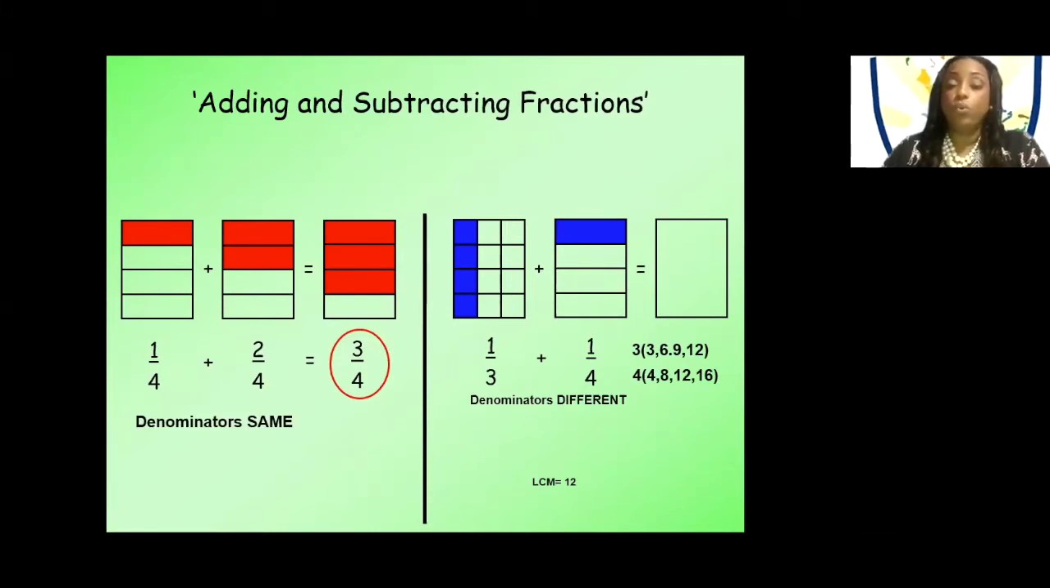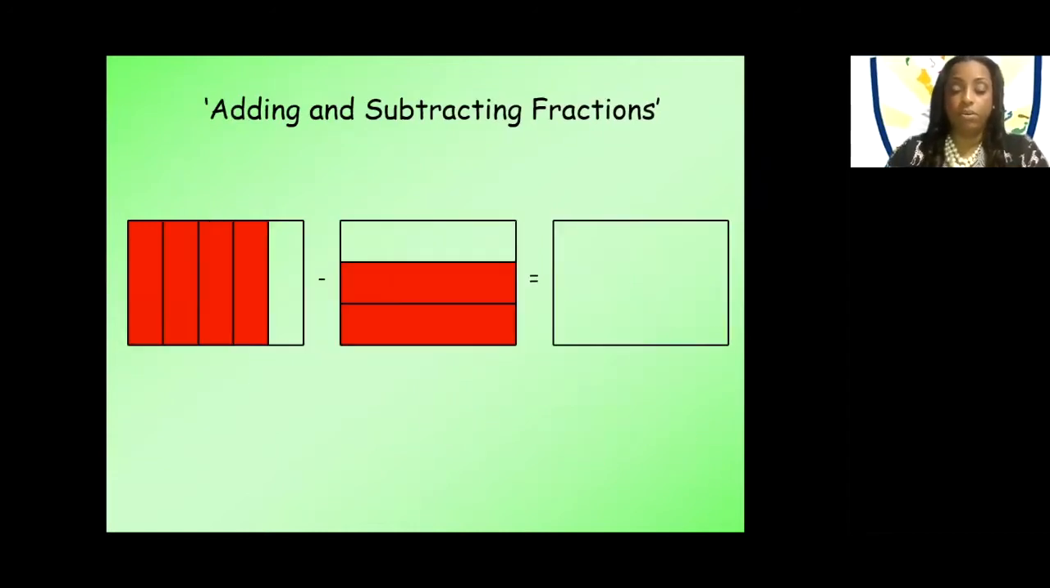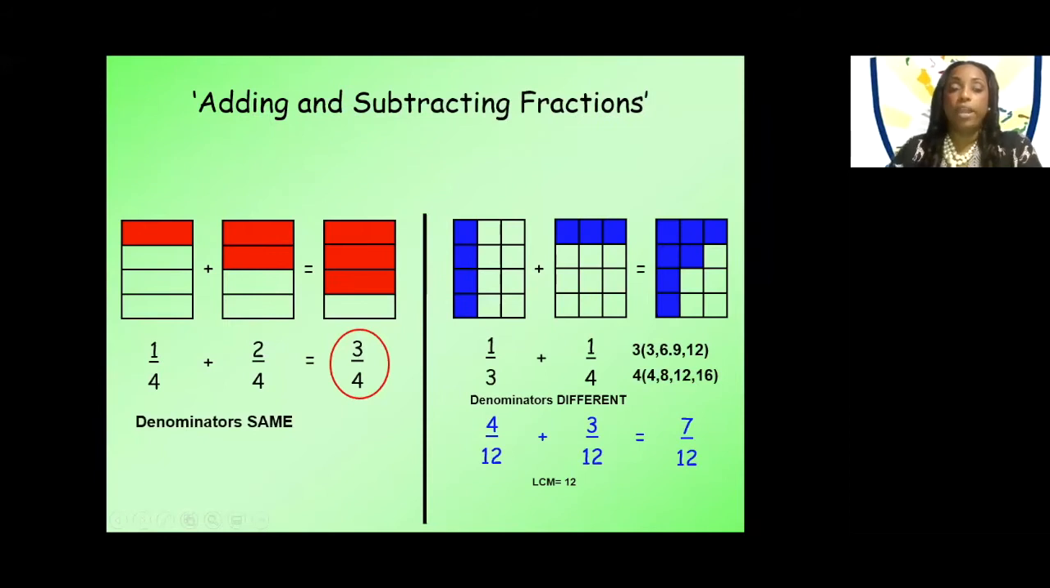Okay, once you would have found that, then you would multiply that answer by the top number. Okay, sorry, let's go back. So here we have 12 being divided into 3. How many groups of 3s can I get from this LCM, 12? I can get 4.